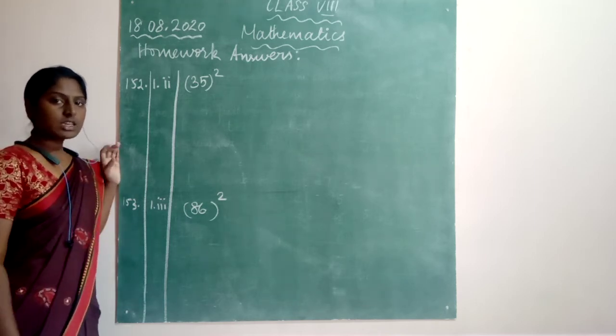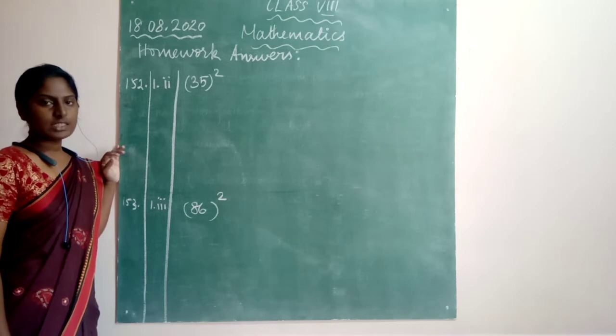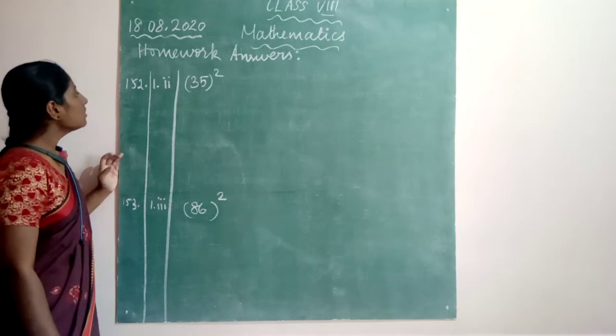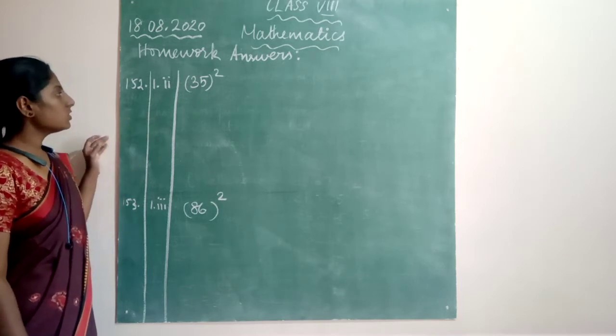In today's class, we will discuss yesterday's homework answers and we will be discussing some more part from the 6th chapter. Okay, so look at the first question, second subdivision, 35 square is given.